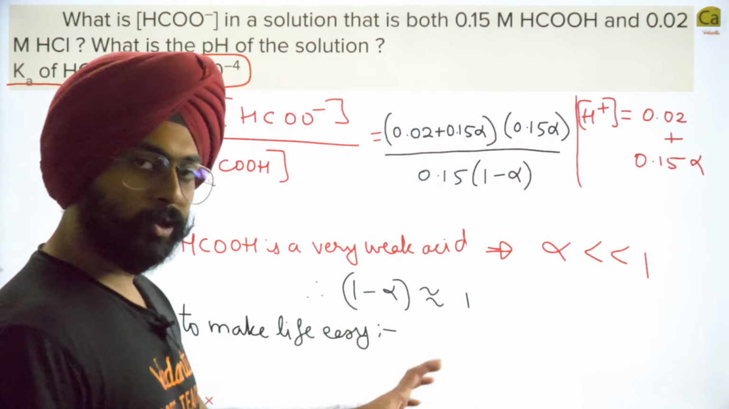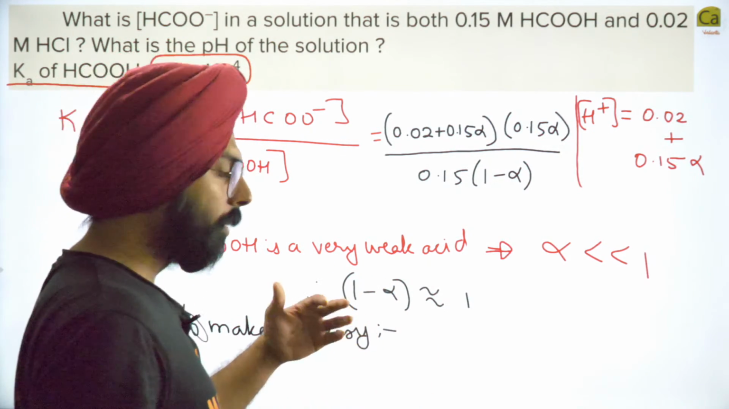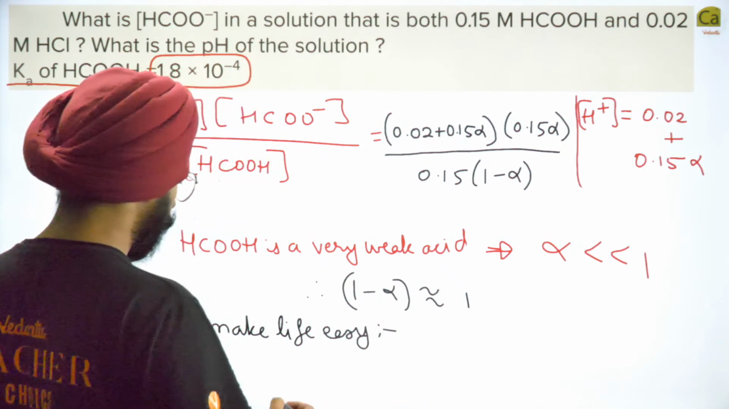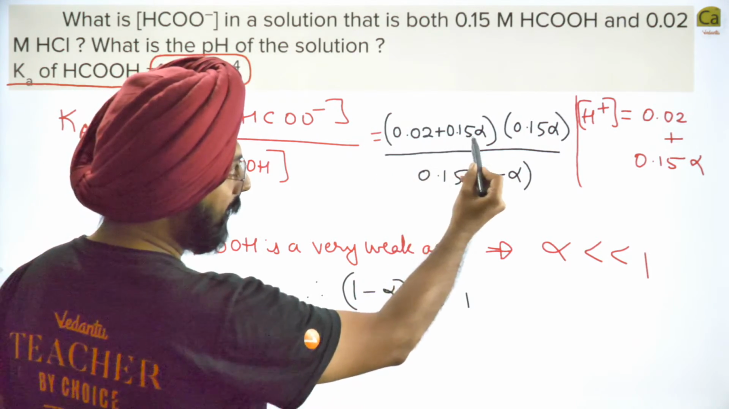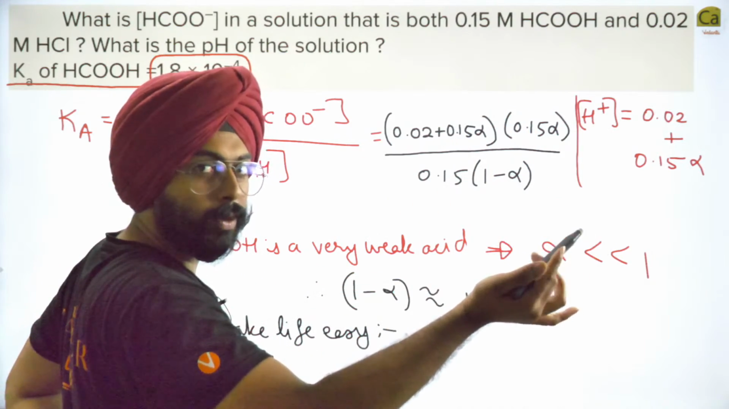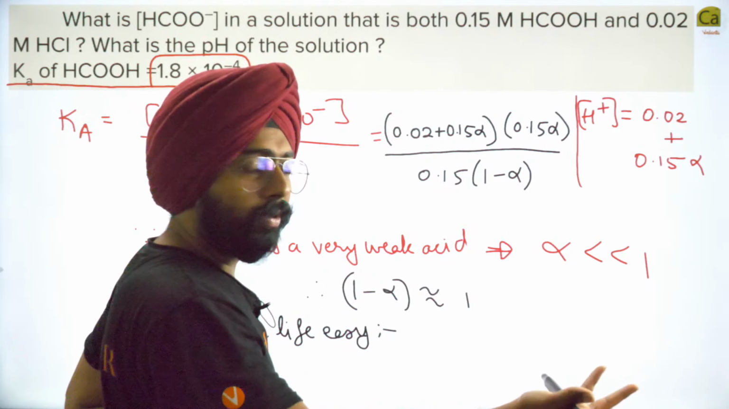This approximation is to make life easy. You can do an accurate calculation if you want. Even if you don't, the answer will be very close to the accurate one. How do we make our life easy? Look at this term. If I take this term like it is right now, the entire equation will turn into a quadratic equation. Who's going to solve a quadratic equation?